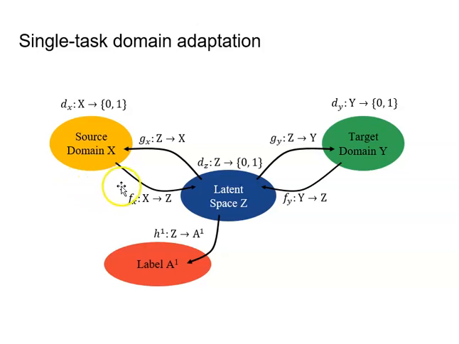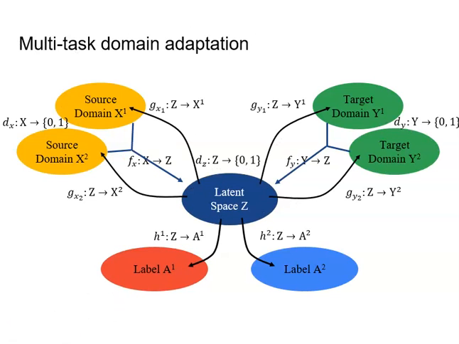It has two encoders, fx and fy, that map images of the source and the target domains to a latent space. Two decoders, gx and gy, generate images from the latent space to the original domains. In addition, it has three discriminators, dx, dy, and dz, to determine if one image is fake or real. Finally, a classifier is trying to predict labels of one sample given its representation in the latent space.